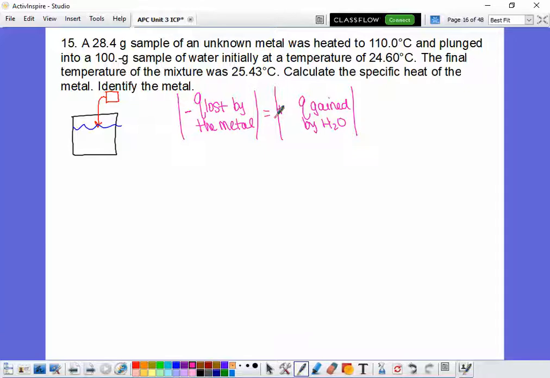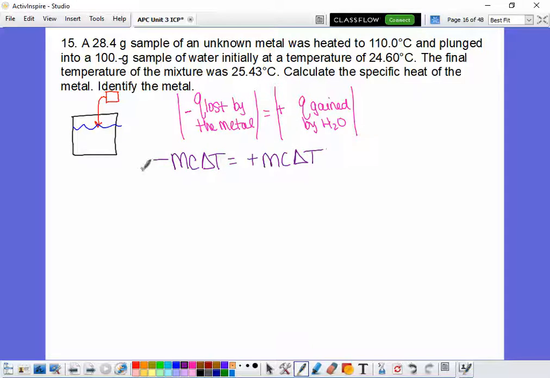But assuming that all of the heat stayed trapped within the water once they mixed together, none of it went out the top or the sides, then all of the heat that is lost by the metal is going into the water. Law of conservation of energy. It doesn't just disappear. Okay? So, what formula do we use with Q and C and all that stuff? MCAT. Q equals MCAT, right? So we could do Q equals MCAT twice, or make it easy on ourselves and say negative MCAT equals positive MCAT.